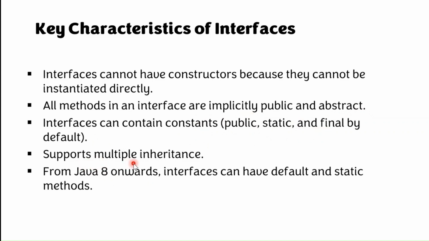Interfaces support multiple inheritance. The Java class does not support multiple inheritance due to the ambiguity faced by the compiler. It has been implemented by interface. From Java 8 onwards, interfaces can have default and static methods. These have been implemented in the interface.